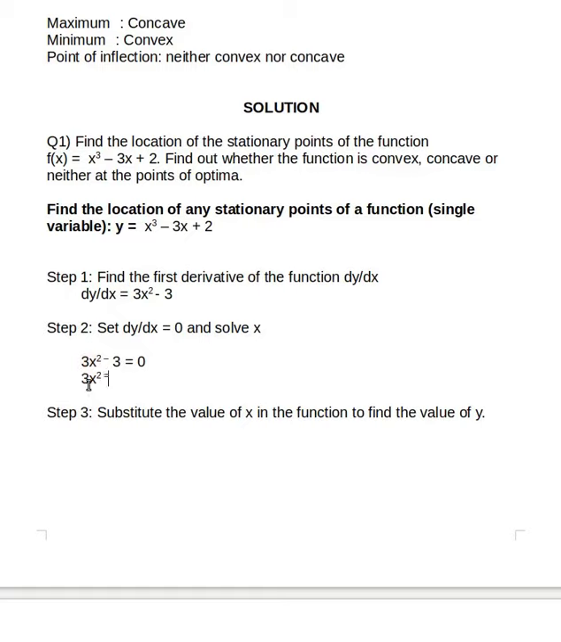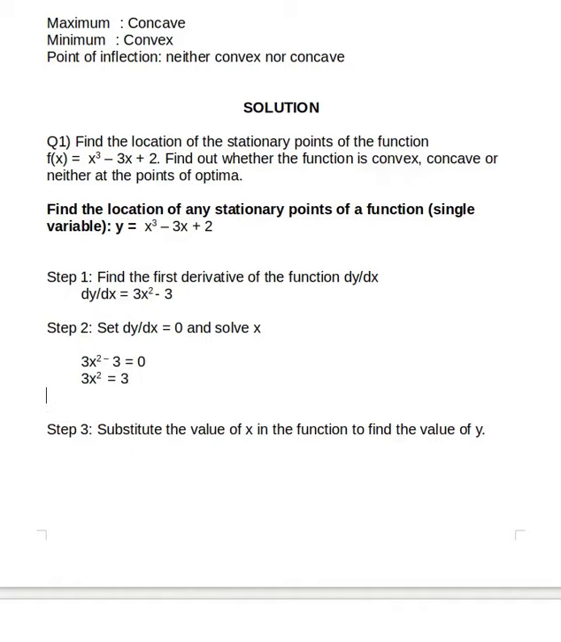Equal to 3, x square equal to 1, hence x equal to positive 1 or negative 1. So we get two values for x, positive 1 and negative 1.